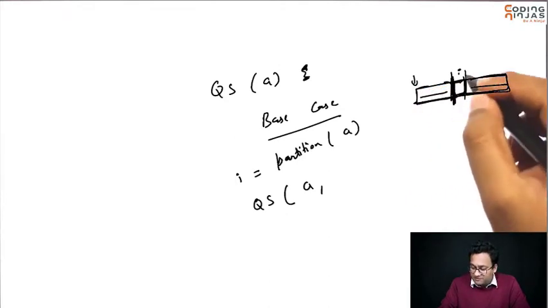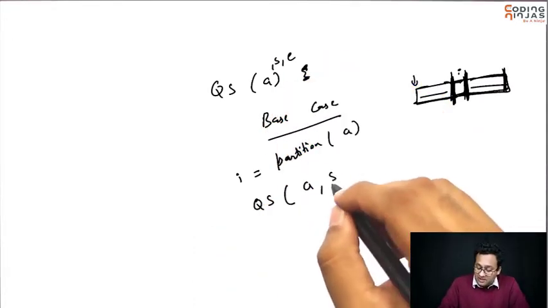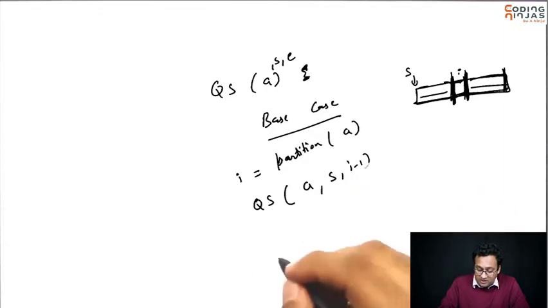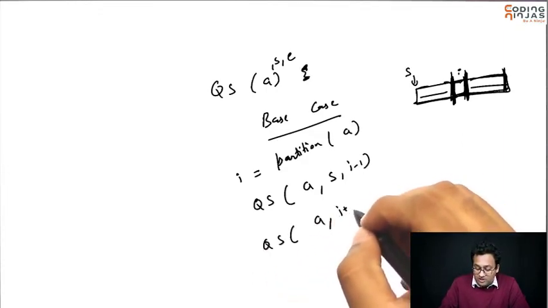For this part, I'll say from here, go till the end. So I'm going to get a start index and an end index. The first half will go from start till I minus 1. Then I'll call quicksort on the second half, which will go from, let's say, I plus 1 till the end.